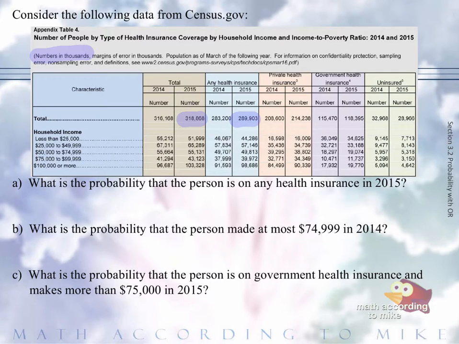So 1,000 is a million. But we don't need to worry about that because it'd be reduced anyways. So we would say that this answer is 289,903, part over whole, 318,868. Now that fraction might reduce. If this were on a test, I would say leave it alone because certain calculators cannot handle a very large denominator, so it wouldn't reduce anyways. So just leave it alone.